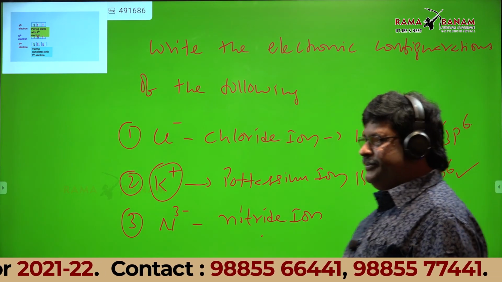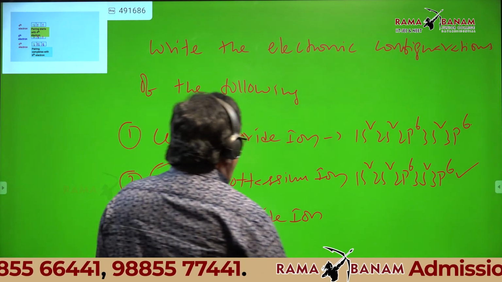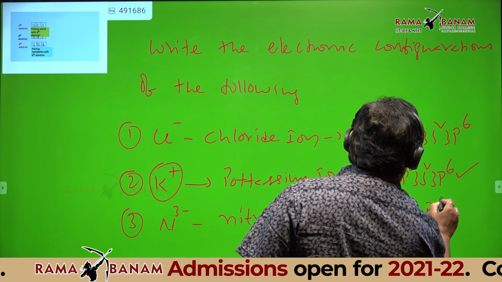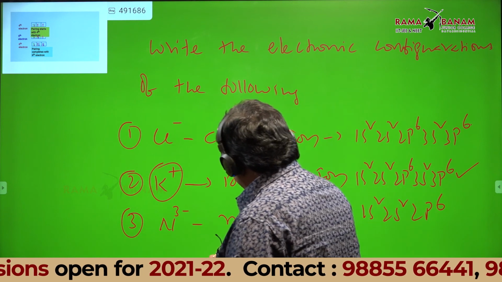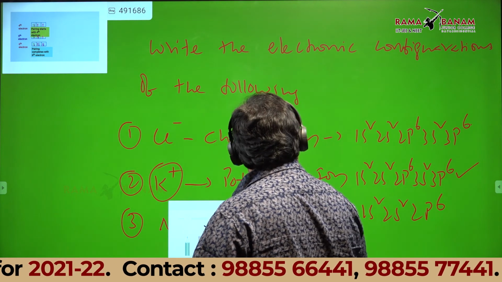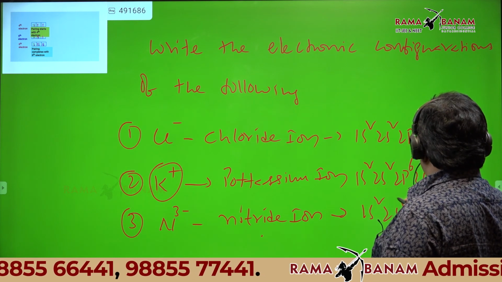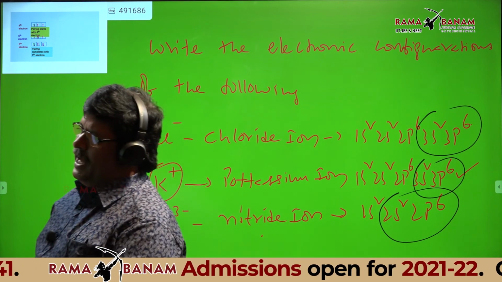Is it okay? Can anyone tell for nitride ion? 1s2, 2s2, 2p6. So see how many are having octet configurations. Octet means 8 electrons. Anyhow, that octet rule maybe we'll discuss in the next class.